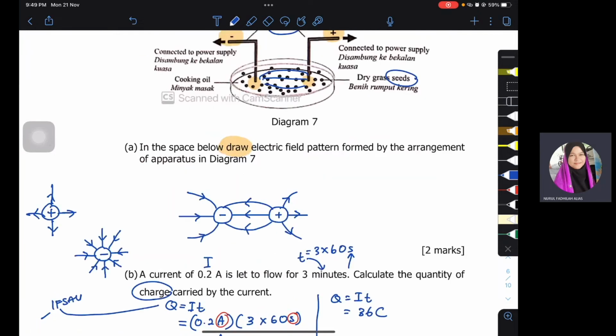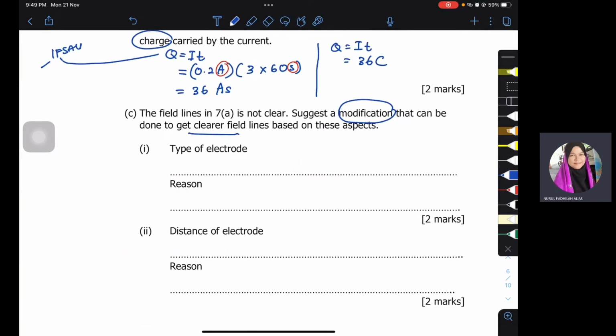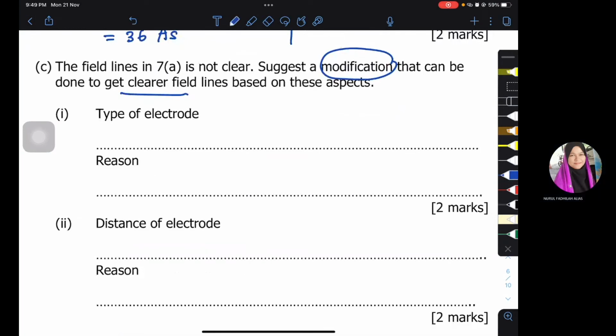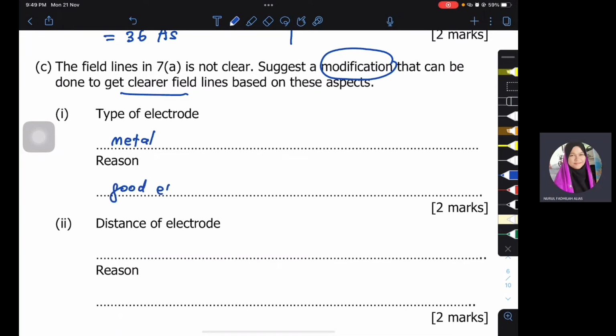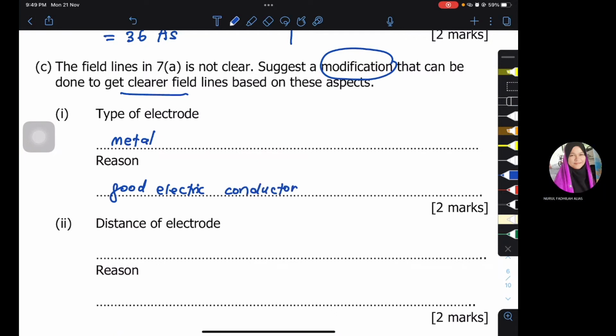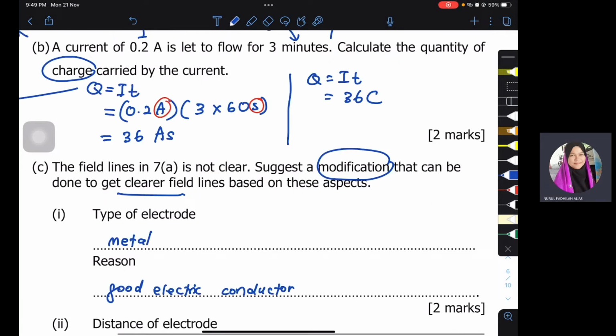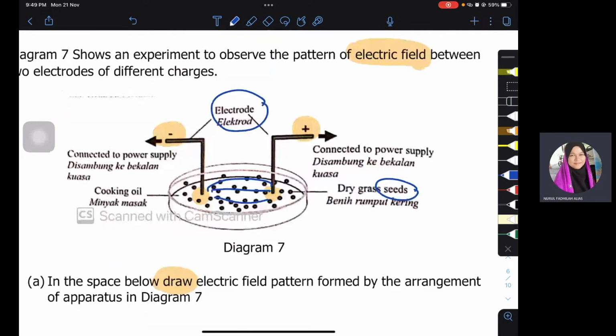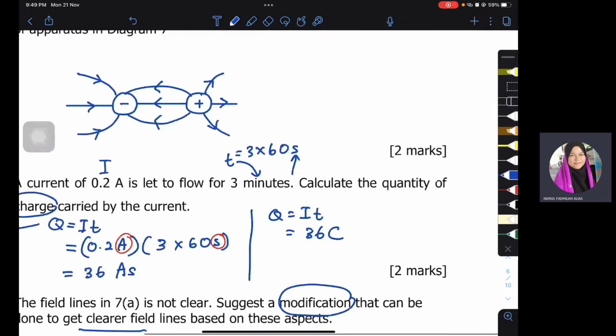So, how do you change? Do you need to change the electrode? Make sure kita guna metal yang macam mana? Yang ada good electric conductor. Distance of electrode. Kalau ini distance is like this, so how to get clearer? So maksudnya kita nak dapat stronger field lah. Supaya dia dapat lebih jelas.